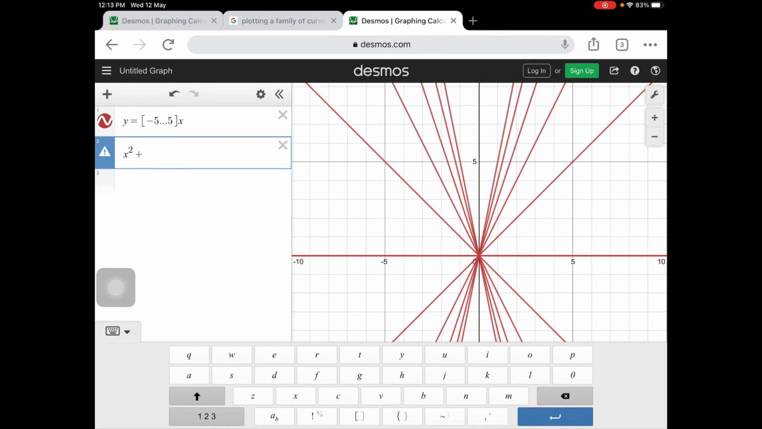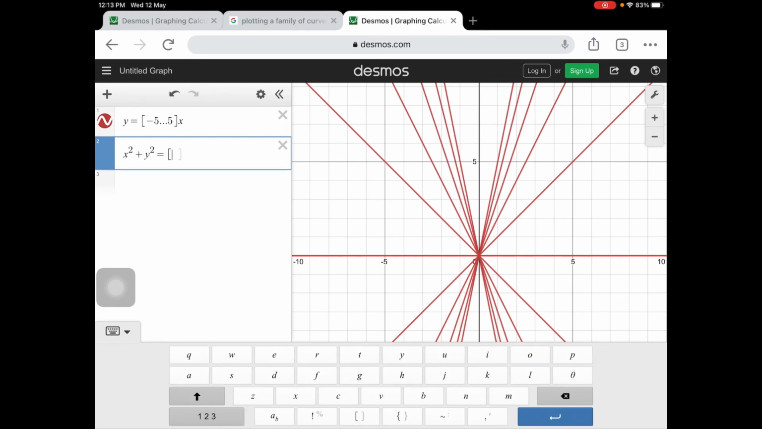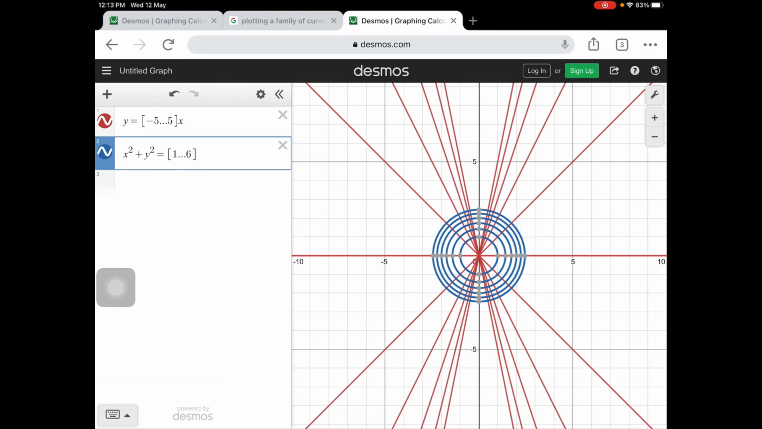x square plus y square is equal to, I want it to vary again, so I'll just put a square bracket and put from say 1 to 6. Okay, now can you see this? Here you can see that your circles and your lines are perpendicular, right? Everywhere you can see. So this is how you can draw.